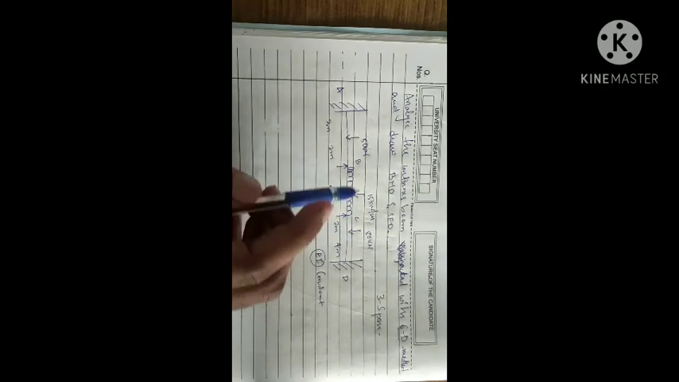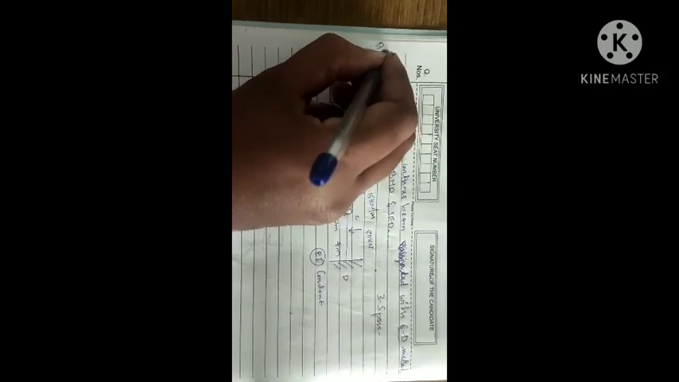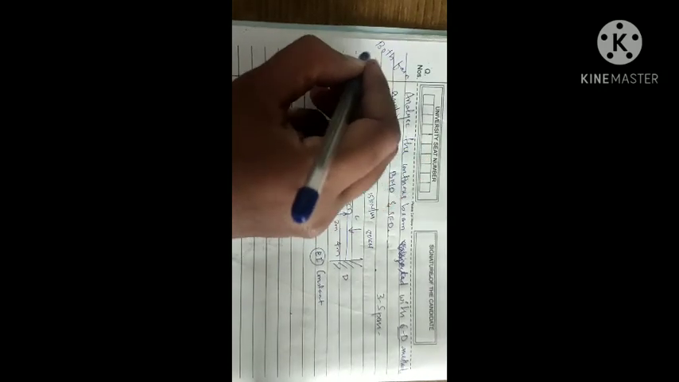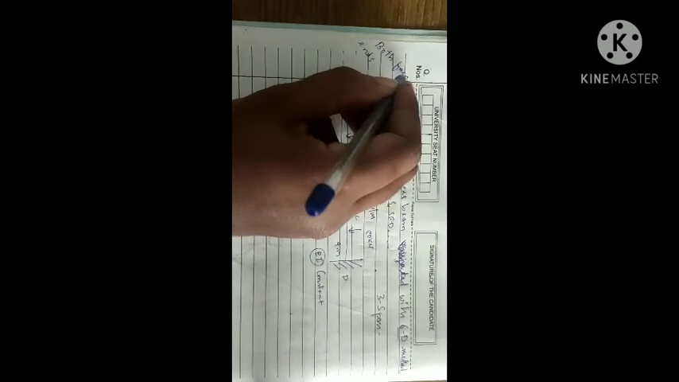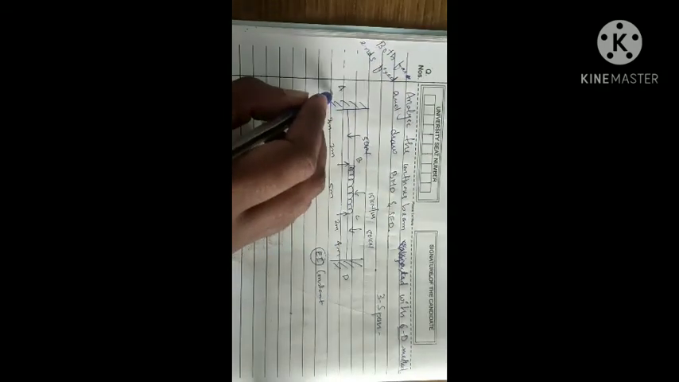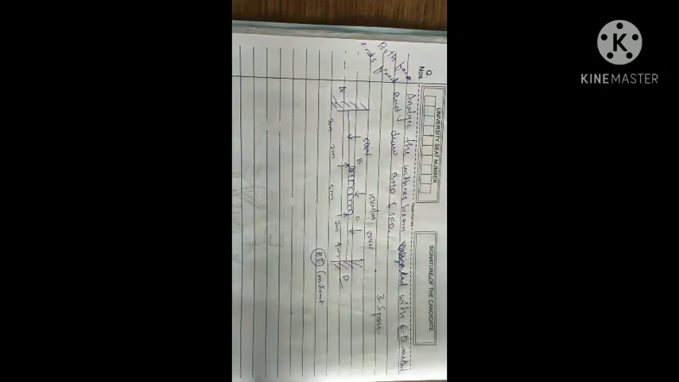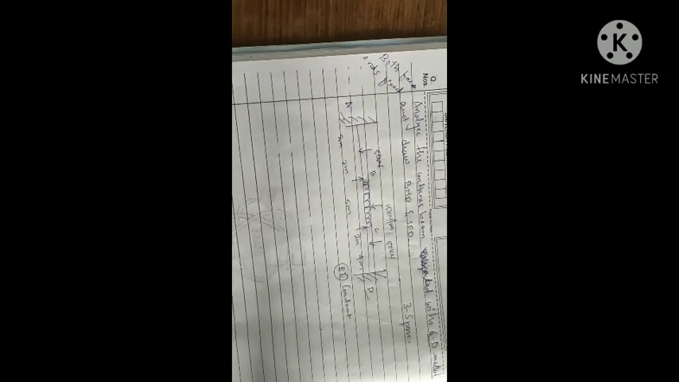Both far ends are fixed. So in this condition both far ends are fixed. Far ends is what? A is a far end and D is a far end. Okay. Now for this purpose, what is the method used? Method is slope deflection method.